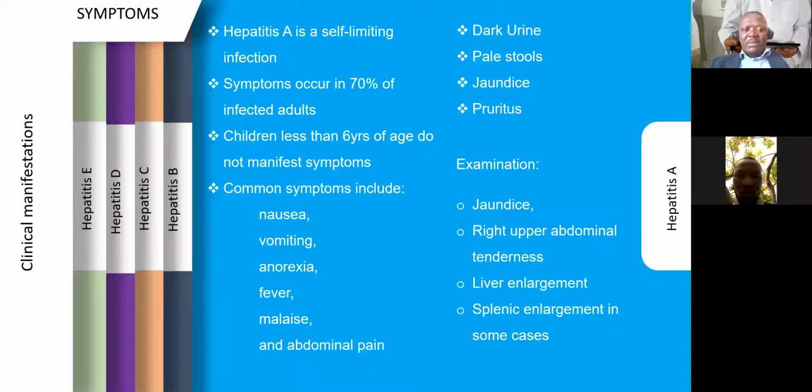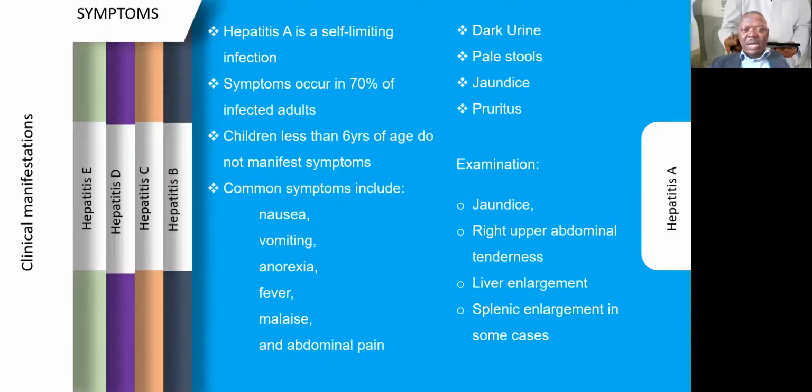They are non-specific symptoms like nausea, vomiting, anorexia, fever, malaise, tiredness, dark urine, pale stools, jaundice, that is yellow eyes or skin, depending on how light-skinned you are, and then itchiness of the skin. When you examine the person, you will find that their eyes are yellow, and there is some tenderness in the right upper abdomen. The liver is slightly enlarged, and in some cases, the spleen is also enlarged.